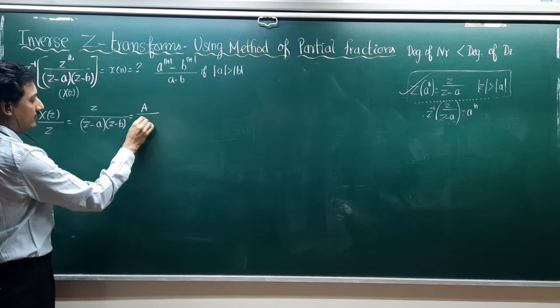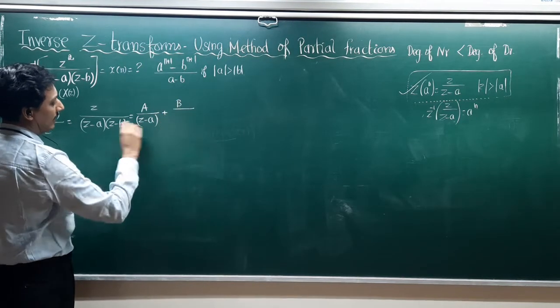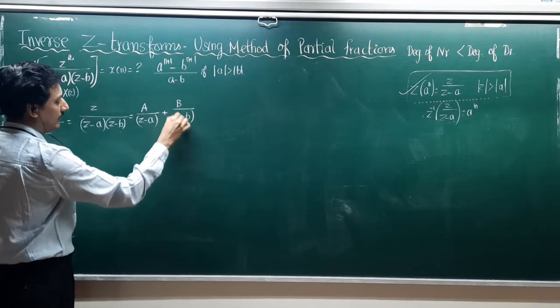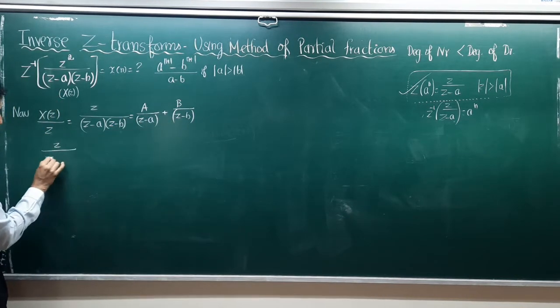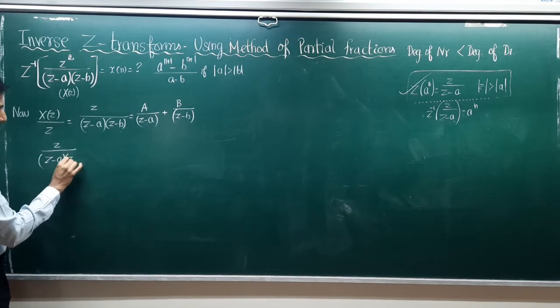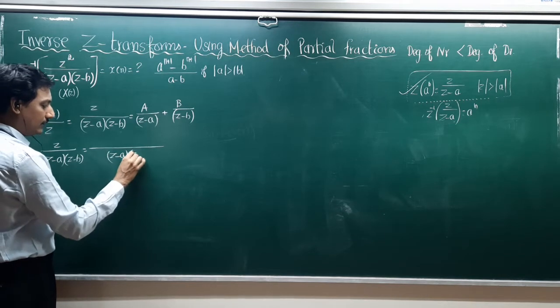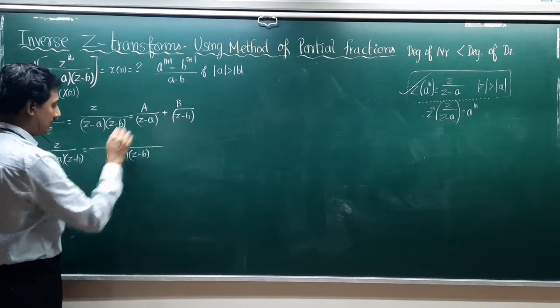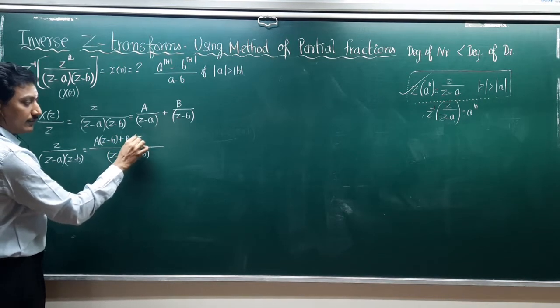So I introduce capital A over Z minus A, plus capital B over Z minus B. Can I take the LCM on this side? We get Z by Z minus A into Z minus B on the left hand side, and on the right hand side we take Z minus A into Z minus B as the LCM. Cross multiplying, we get A into Z minus B plus B into Z minus A.